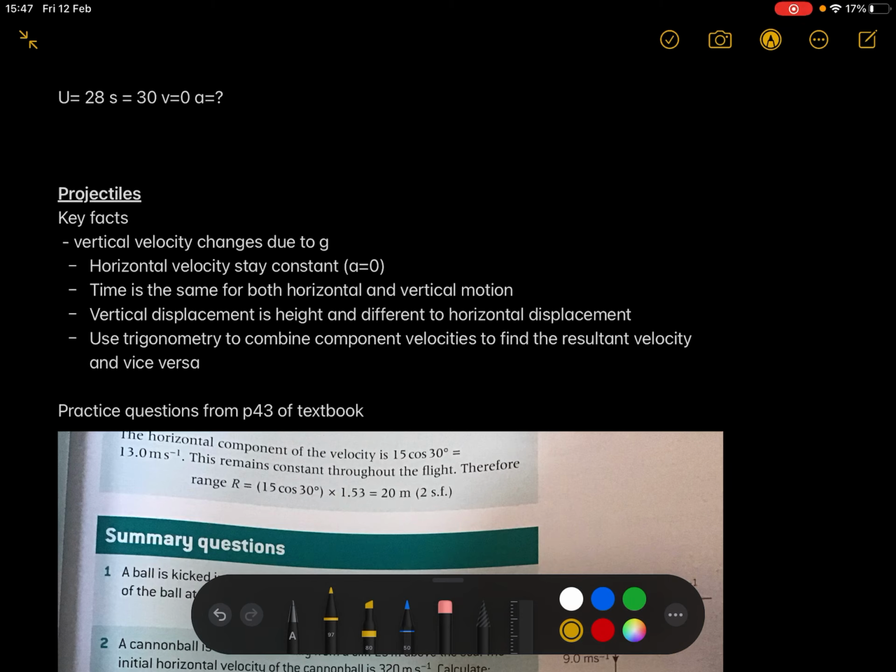Time is the same for both horizontal and vertical motion. Vertical displacement generally is the height, and it is different to horizontal displacement. I know you know these things, I'm just saying them again. Use trigonometry to combine component velocities to find the resultant velocity, and vice versa.